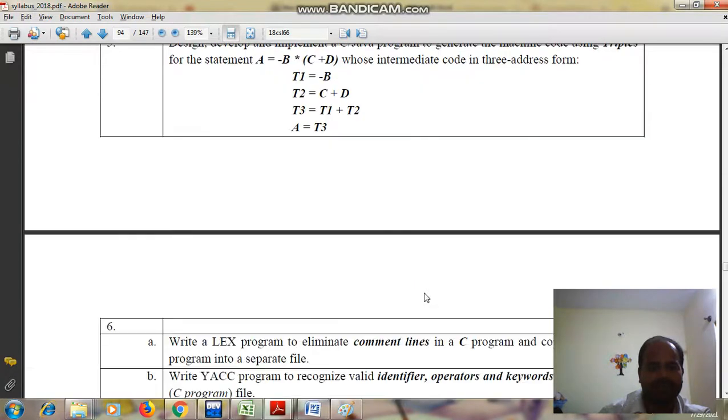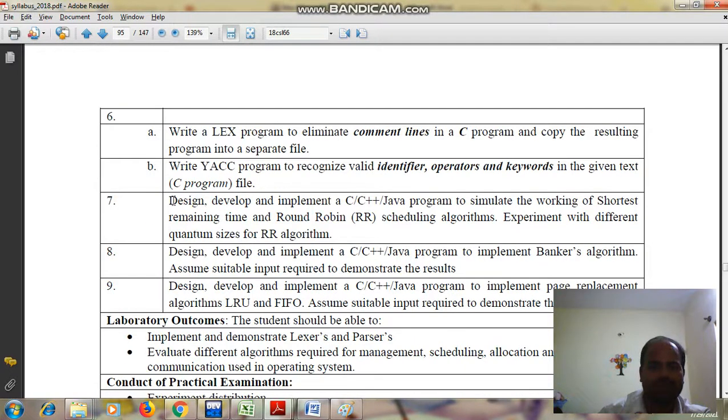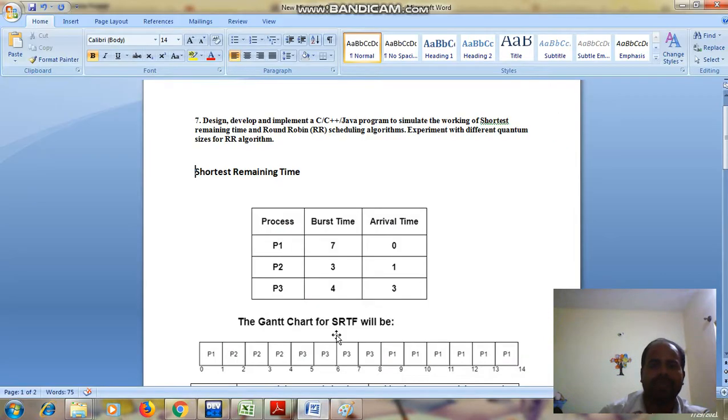The seventh program belongs to the operating system. So programs 6, 7, 8 and 9, all three, belong to the operating system, which you must have studied. I have copied the seventh program's theory part here.